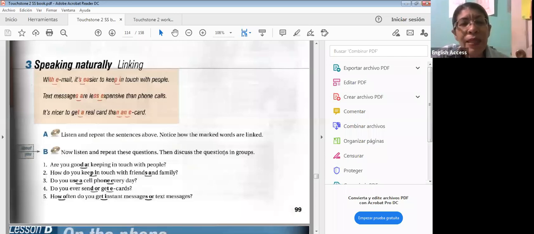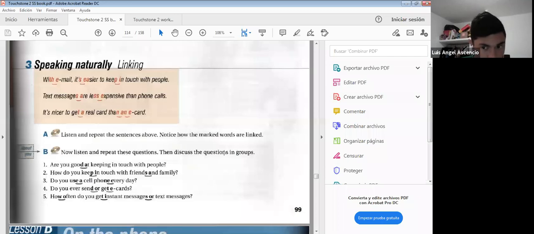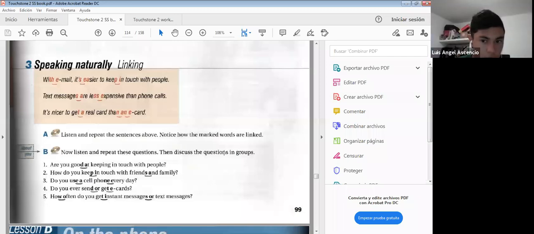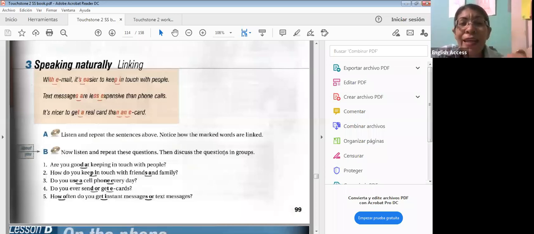Okay, Luis, let's repeat after me. With email. One more time, with email. It's easier. To keep in touch. With people. But as you can see, we are not saying the words one by one. With email, it's easier to keep in touch. No, we're saying the words together. With email, it's easier to keep in touch with people, like that.